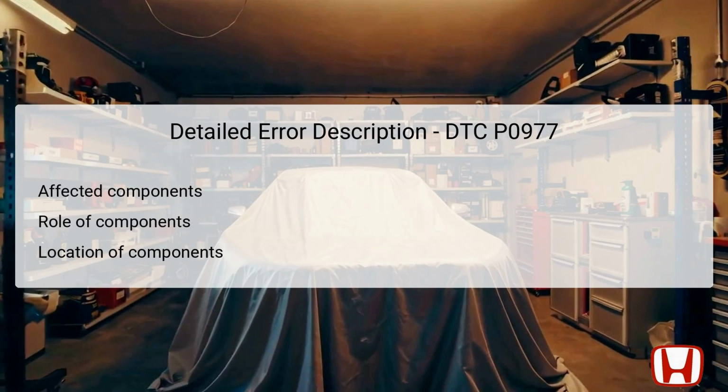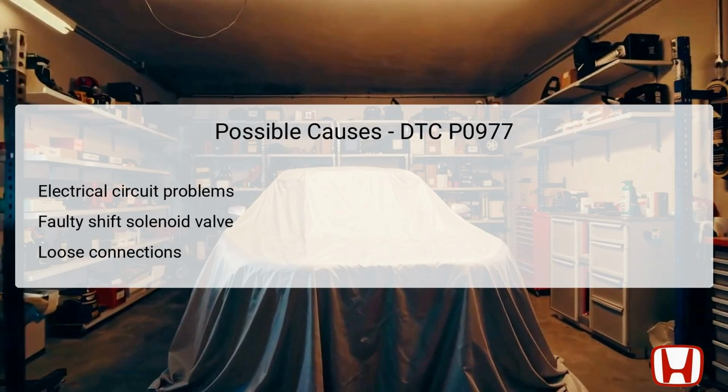Proper diagnosis requires an understanding of this component's role and function within the vehicle's automated system, and any interruptions can lead to poor performance. The possible causes for DTC P0977 can often be traced back to electrical issues within the vehicle. One primary cause is a failure in the electrical circuit that connects the Shift Solenoid Valve B to the PCM. Any disruptions or breaks in this circuit can lead to the solenoid not receiving the necessary signals.